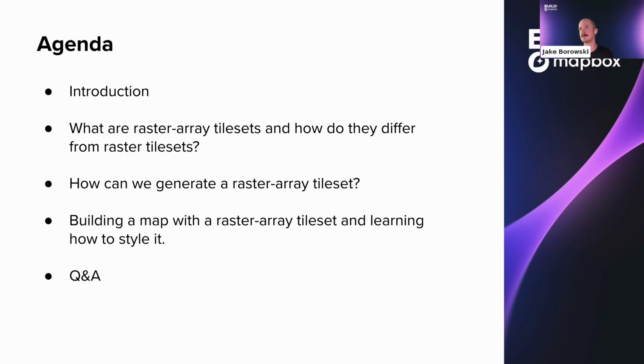So some of the things we're going to talk about today: what are raster-array tilesets? How do they differ from raster tilesets? Why is that an important detail to know about? How can we generate a raster-array tileset? And then building a map with a raster-array tileset that we're going to generate here today, and how we might want to style it just to be able to show data in interesting ways.